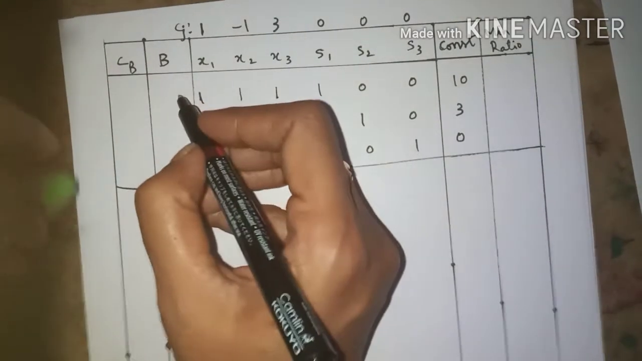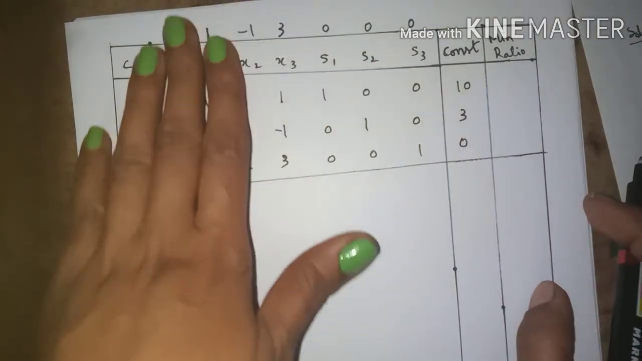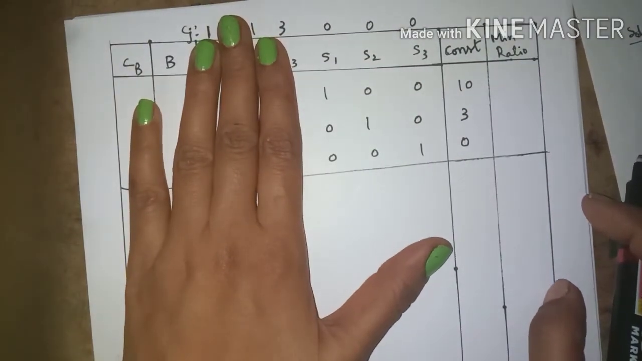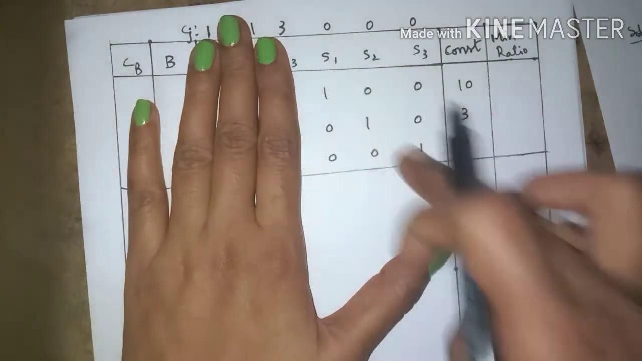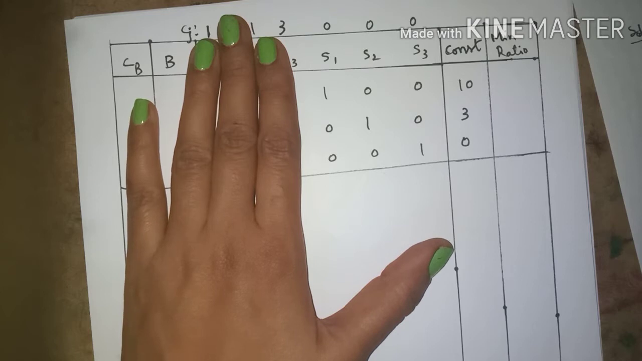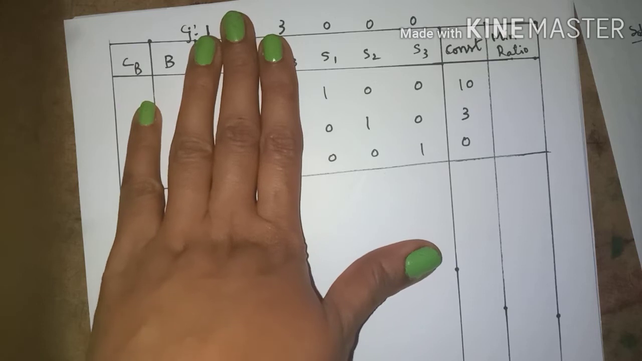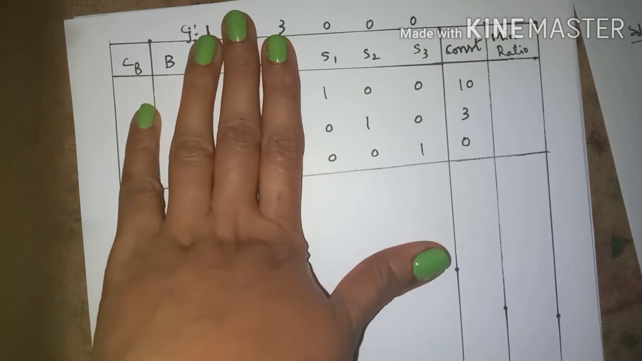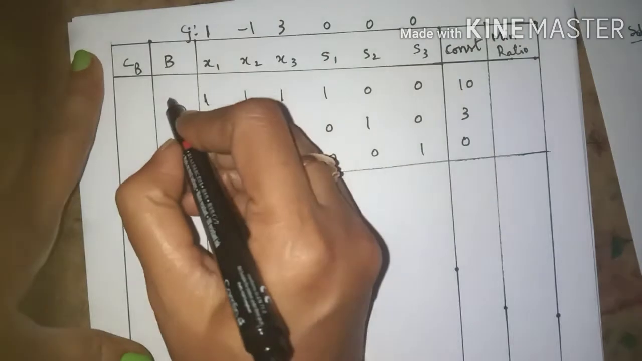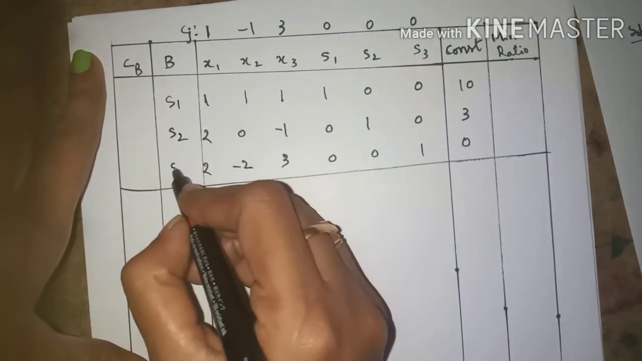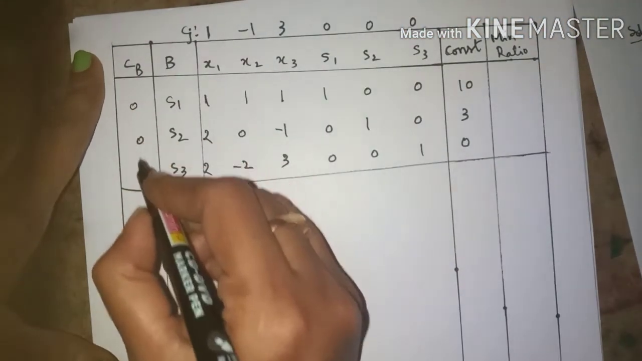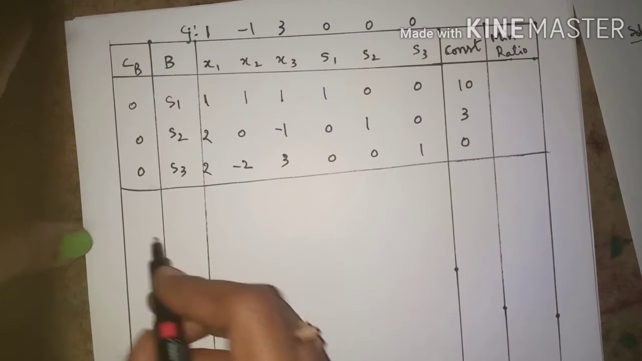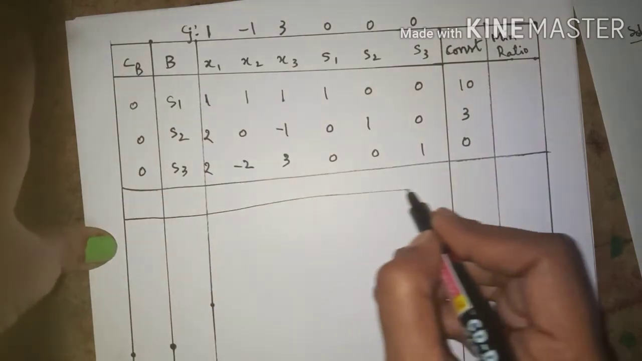Next, the basic variables we will write. If you look at the s1, s2, s3 columns, we have got 1, 0, 0, 0, 1, 0, 0, 0, 1, which means we have got an identity matrix. Wherever you get an identity matrix, those variables are called basic variables: S1, S2, S3. Above S1, above S2, above S3, whatever the values are, we should write here in the CB column. And then draw one more line like this.